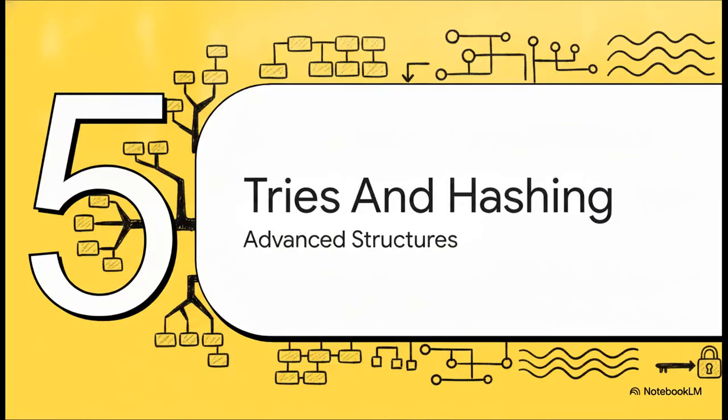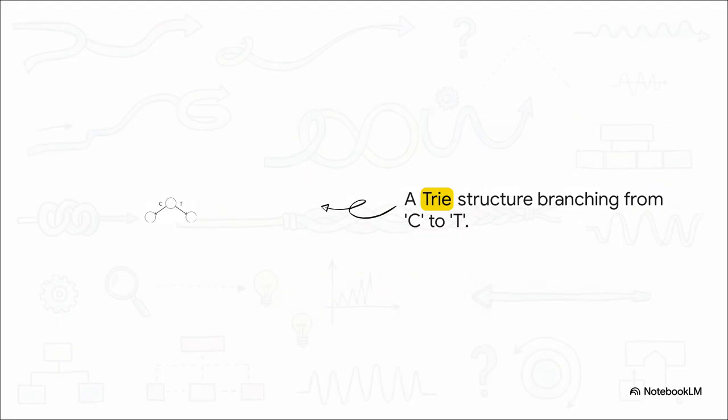Section 5, Advanced: Tries and Hashing. Once you've completely mastered linear traversal with pointers and windows, it's time to talk about high-speed lookups using a trie, also known as a prefix tree. Notice how words that share a common prefix follow the exact same path down the tree's branches. The root branches out cleanly, which drastically reduces redundant memory and lets us search for prefixes without having to scan every single word in our database.